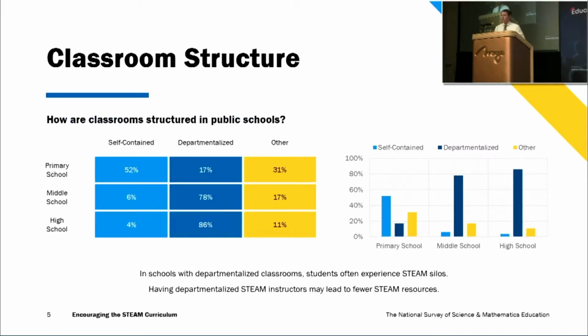So here we can see some stats on classroom types. In primary schools, primarily self-contained classrooms. One instructor all day teaching a group of students. Very easy to integrate a curriculum where you can do different projects that cross different industries.